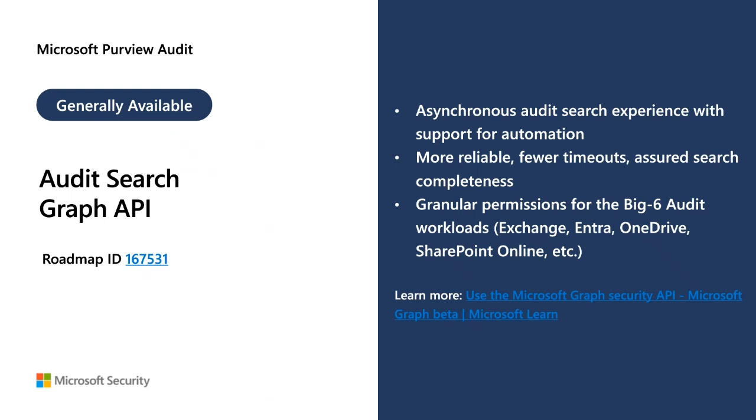I can go do other things. Previously we had a synchronous search experience where if there was a timeout, you had to rerun the entire query all over again. So the Search API allows you to prevent those issues. This is significantly more reliable. It has fewer timeouts compared to the Search Unified Audit Log Commandlet, which was the older way to programmatically access logs. And for the first time, we now offer granular permissions so that you can scope your access to logs at a workload level.